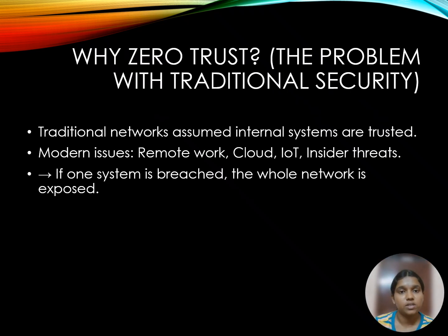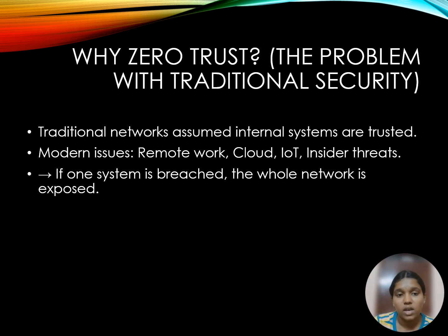So traditional network security worked like this. Everything inside the organization's firewall was considered trusted and everything outside was untrusted. But that model doesn't work anymore. Today, employees connect from home, data lives in the cloud, and devices like smartphones, laptops, and IoT sensors all communicate over the internet. This means there's no longer a clear boundary between inside and outside. If even one device inside the network is compromised, the attacker can move freely and access sensitive data.